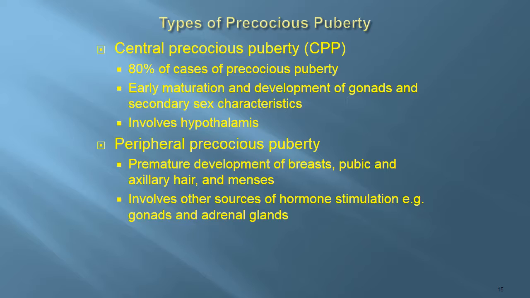Peripheral precocious puberty involves premature development of breast, pubic, and axillary hair and menses. It involves other sources of hormone stimulation, such as gonads and adrenal glands.